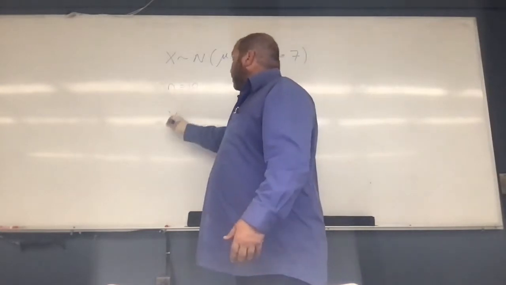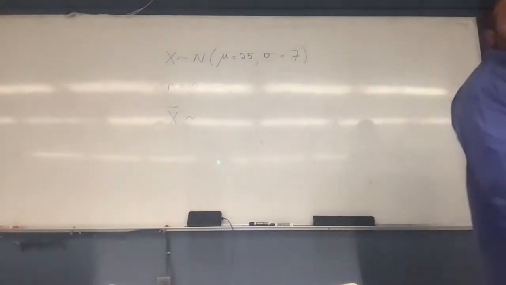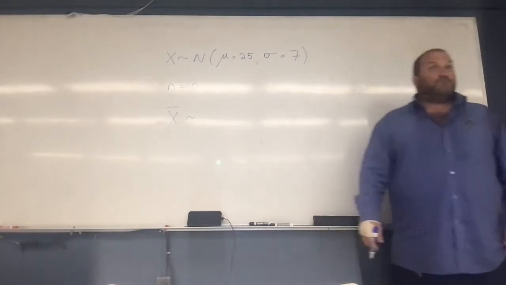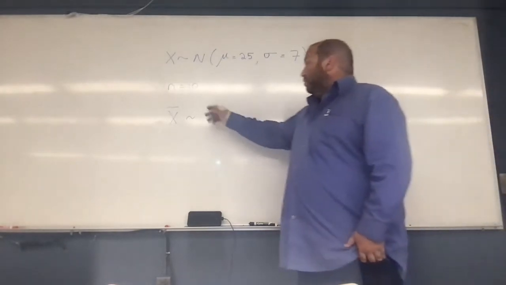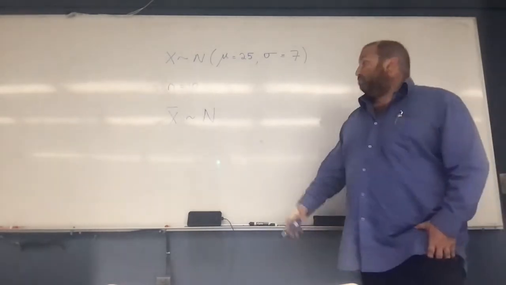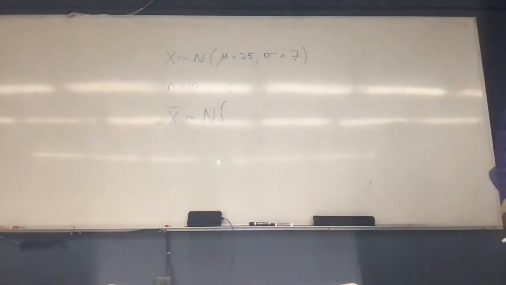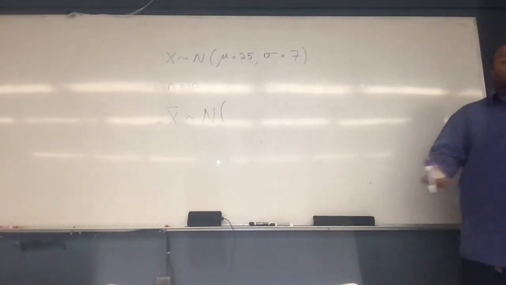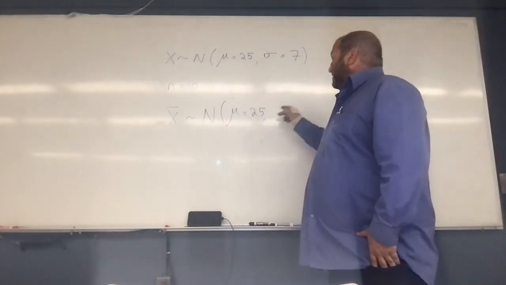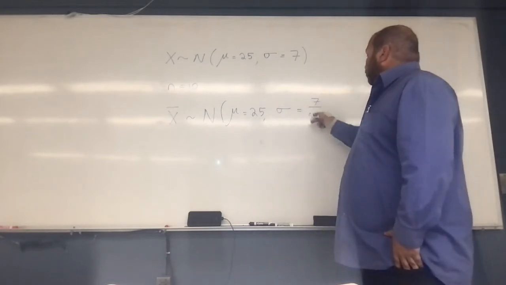What will this X bar distribution be? What will the shape of it be? Normal. It'll be normal. If the original distribution is normal, the X bar distribution is also normal. What is the mean of my distribution going to be? What do I expect the average of all my samples to be? Also 25. And what do I expect the standard deviation? 7 over the square root of 10.